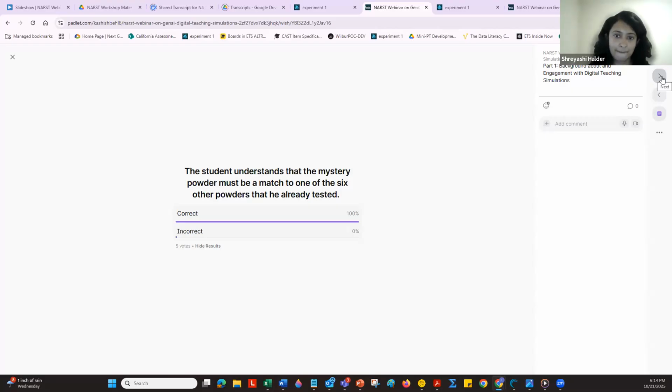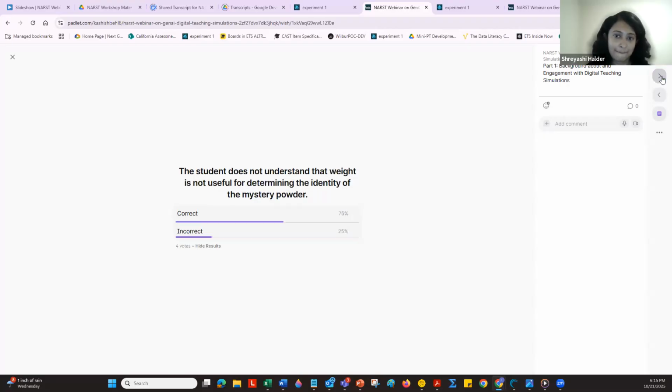The next question is: the student understands he could have done fewer specific tests and still identify the mystery powder as baking soda. That's incorrect. Caleb does not understand that he could have done fewer specific tests and still identify the mystery powder as baking soda. That's the reason you saw him responding as a thorough scientist. He will use all the properties to identify the mystery substance.